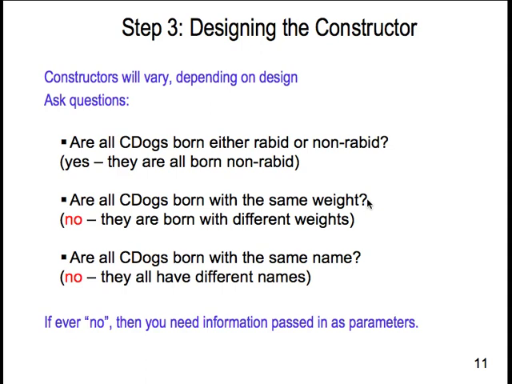So you can ask some questions: are all dogs born either rabbit or non-rabbit? Yeah, usually they're all born non-rabbit, hopefully. And are all dogs born of the same weight? Probably not. And are they born with the same name? Probably not. So maybe not all of the data members can be set, but some of them could be set. So if ever there's a no, you need to have information passed in as parameters to the function.